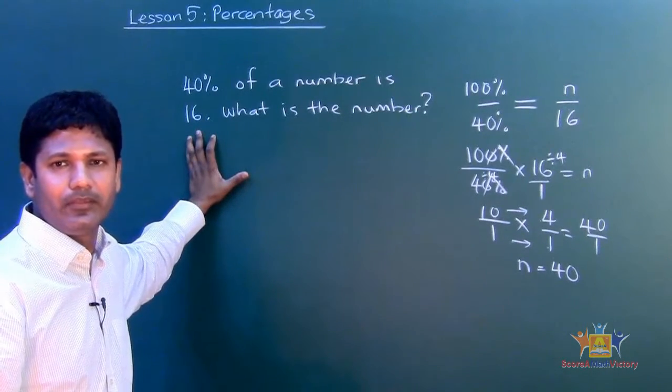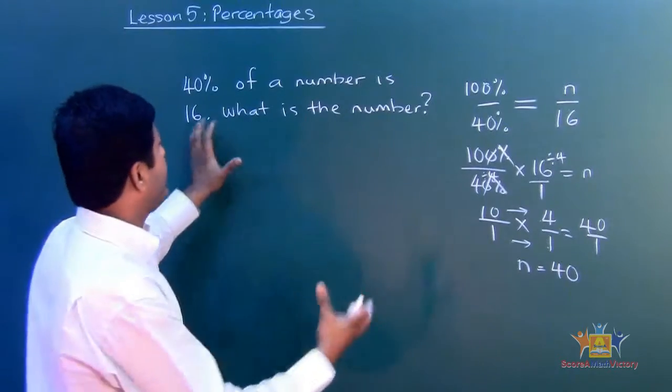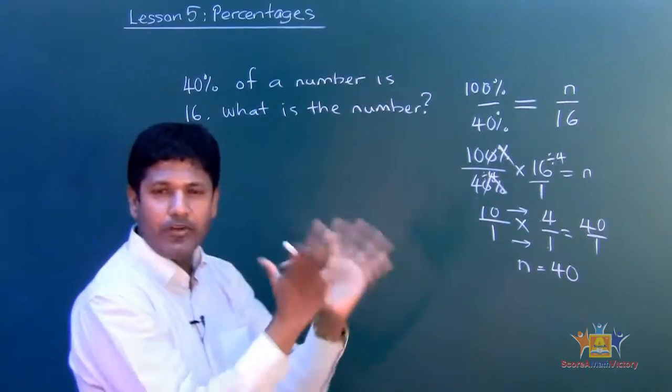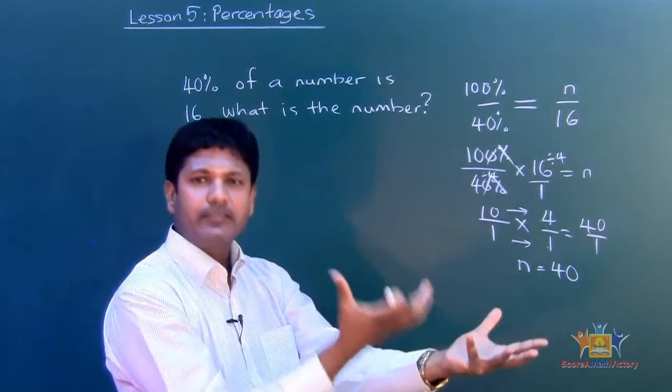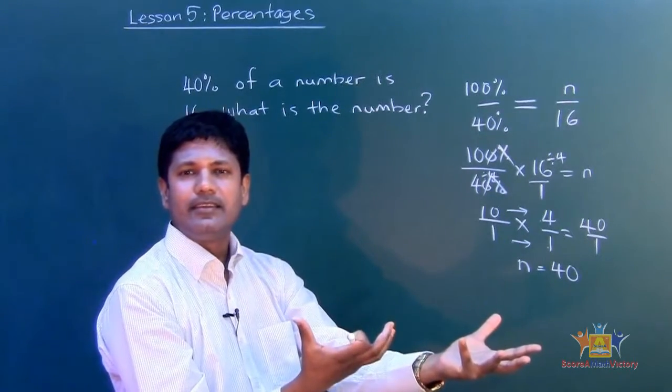So 40% of a number, which is 40% of 40, is 16. See that? Does that make sense? So 40 is the number. That's the total, the 100%. And I'm taking 40% out of that, which makes 16. See that?